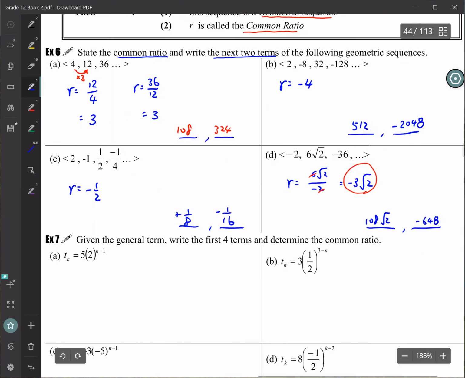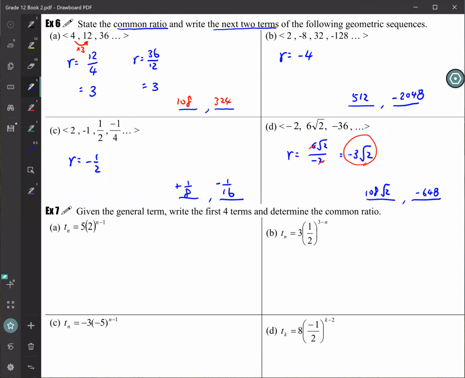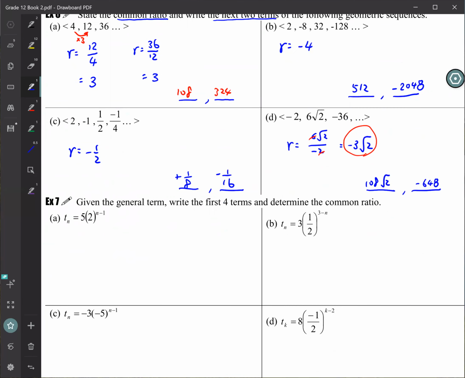All right, so these give you the sequence. Now the bottom part, question 7, is for you to make the sequence, to write out the sequence. Here they give you the general term. Remember, general term means it's a formula that lets you find any term you like. Here we would like to write out the first 4 terms, and once you know the terms, you can figure out the common ratios.